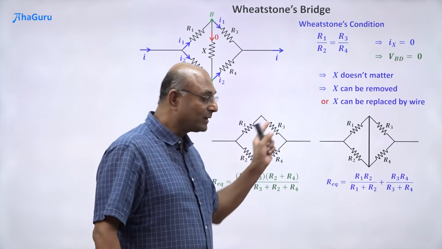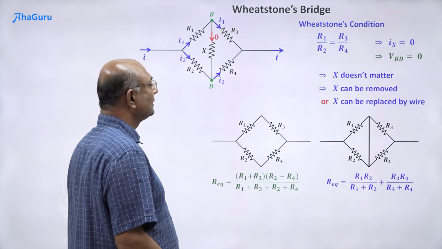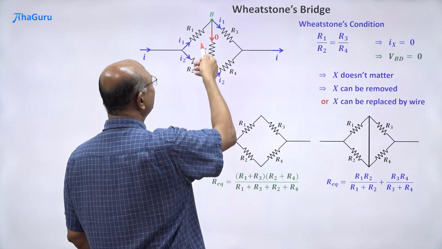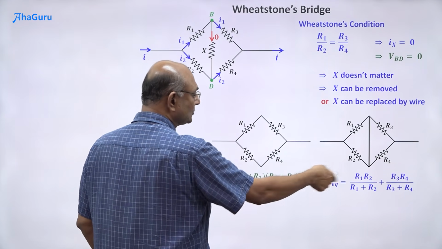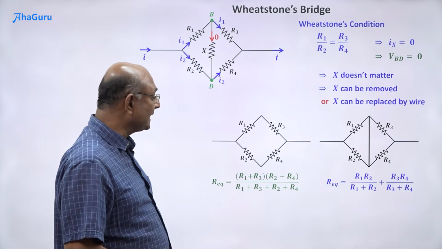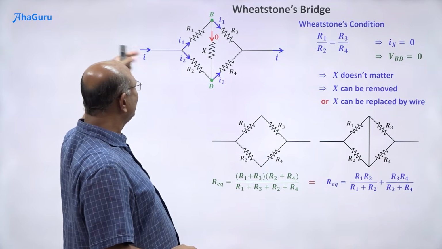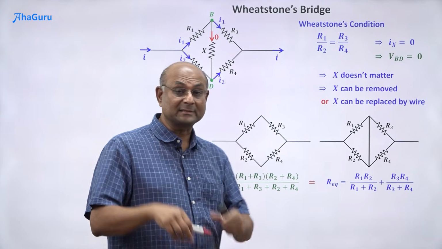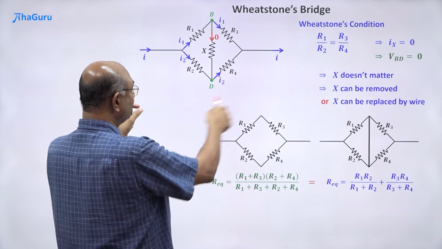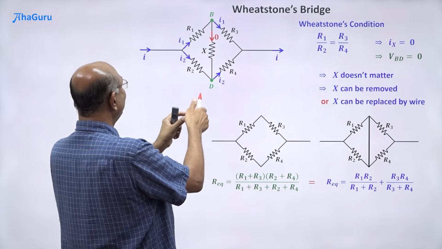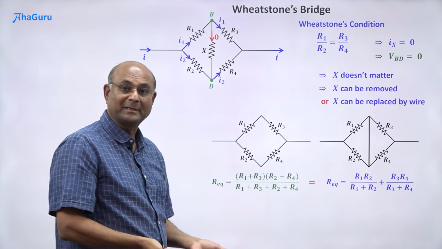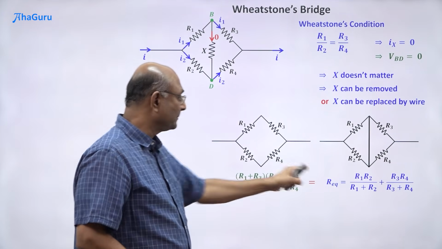Now I told you that these two are exactly the same. Why? Because X doesn't matter. You can remove it, you can put a wire, it doesn't matter. So these two must be the same value. Why am I saying that? Because this current is not changing. So their equivalent resistance must be the same. Because suppose there was a battery, the battery's EMF divided by the equivalent resistance will be the current. That's not changing. So they must be equal.